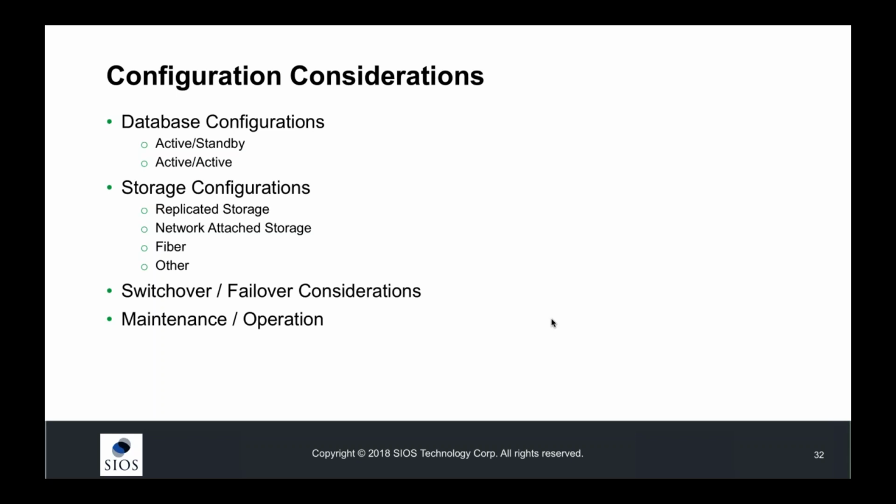Storage configurations can be anything: replicated storage, network attached storage, fiber or other for on-prem, but typically the EBS volumes. You want static volumes, obviously, in cloud deployments, but that's a best practice and documented very clearly. The switchover or failover considerations are handled by the core code of the LifeKeeper solution, right?